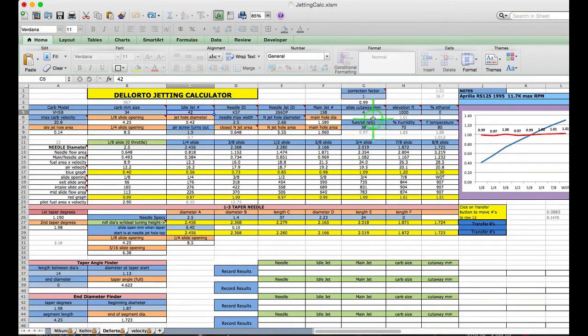Then you go to the slide cutaway. You can see this slide cutaway has made an effect all the way to about 3/4 throttle. And in this case, about half throttle.